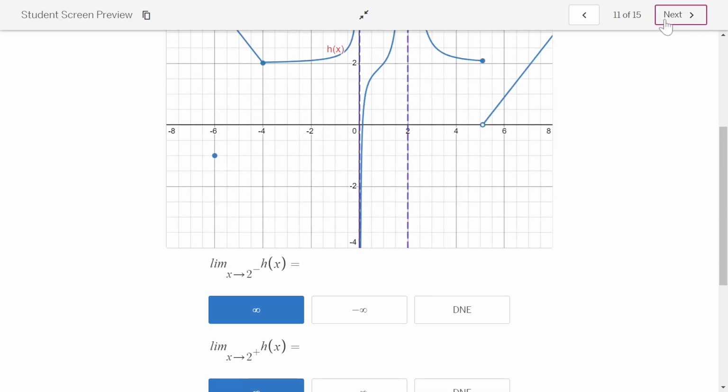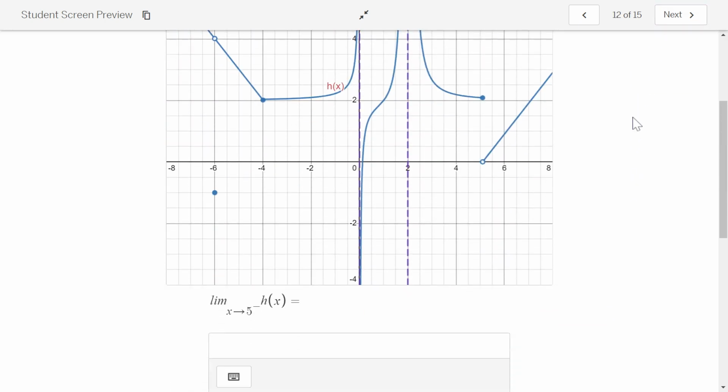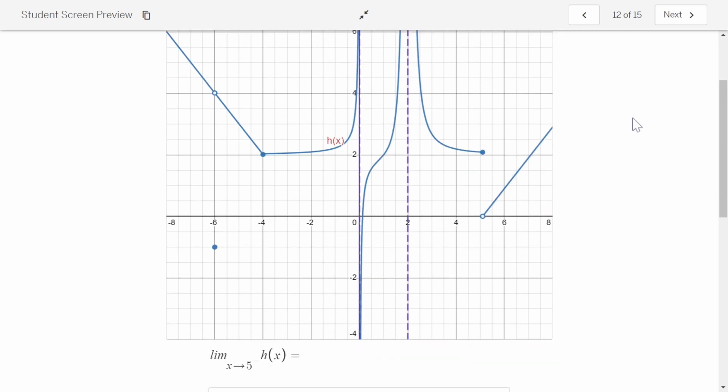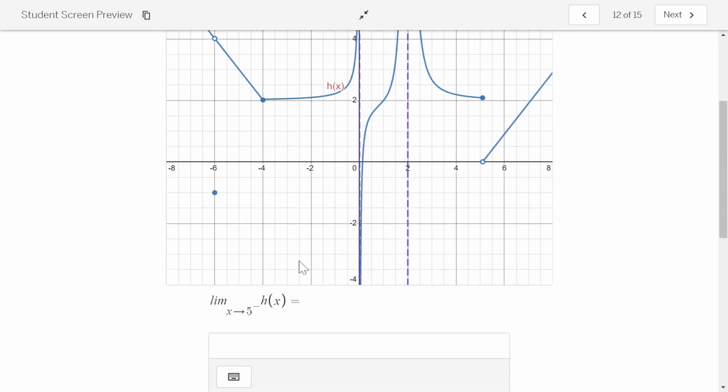And then last but not least, there's one more after this, but this is our last limit screen for this graph. Now we're looking at 5. At 5, we see this break in the function. As we approach 5 from the left, our output is getting closer and closer to 2. This one is actually a little above it, and I saw some people in class putting 2.1. That's totally fine if you do that.